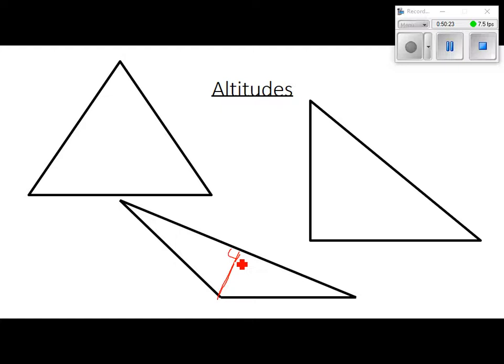Yeah. Do we have to do that triangle, or do you want us to do? Oh, go ahead and do them all.